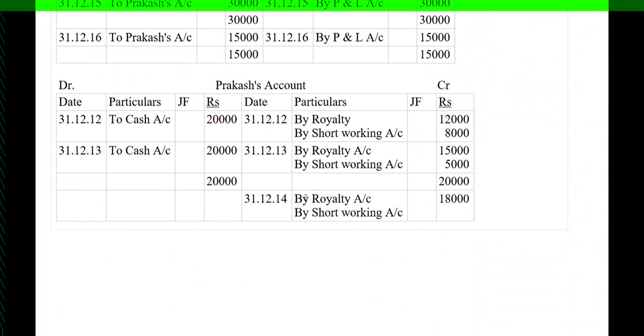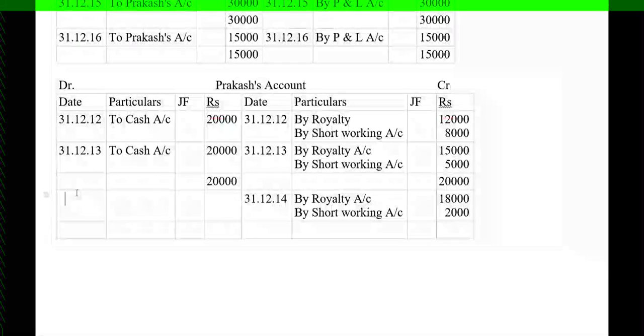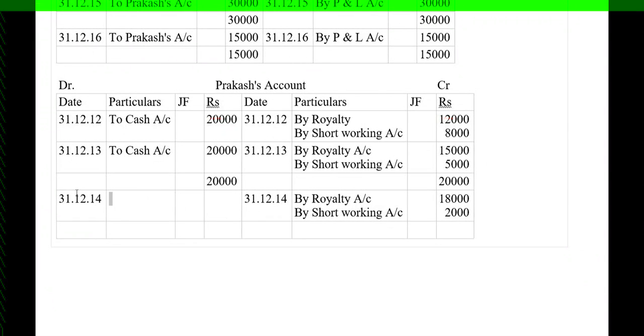So royalty payable in the third year is rupees 18,000. So 18,000. So the short working here it is rupees 2,000. So on 31st 12 2014, when this amount is paid, Prakash account debit to cash account or bank account. So that is rupees 20,000. So now let's take the total here, 20,000. So here also 20,000.